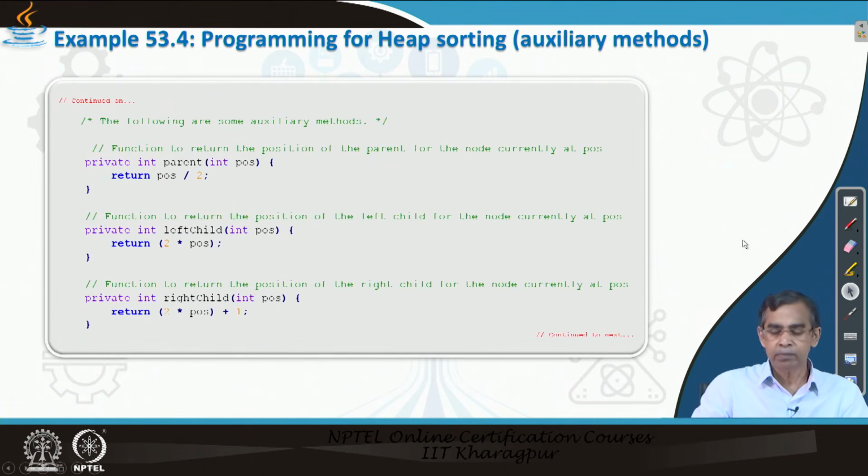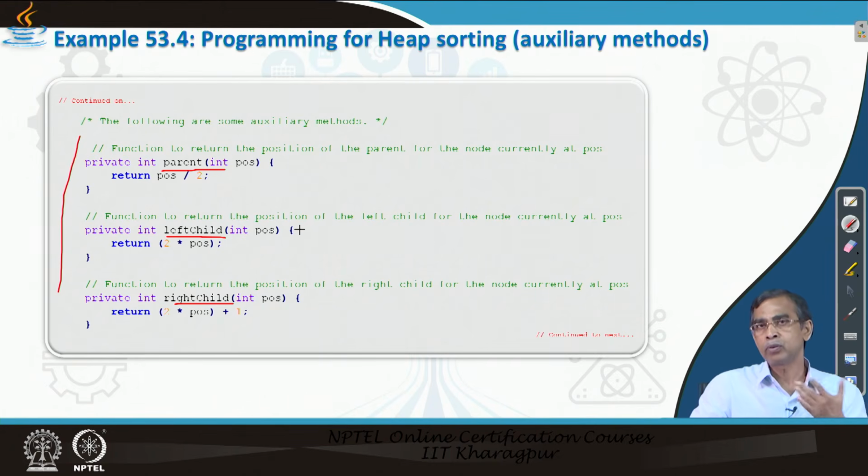Okay, so this is the next part of the code. Here is the next part of the code: the parent, left child, and right child. These are auxiliary code. They are required because the next part of the code needs the parent, the left child and the right child, since we are storing the heap tree in the form of an array, and we have to move from any node towards the lowest, I mean towards the child nodes, or sometimes from the child nodes to the parent node.